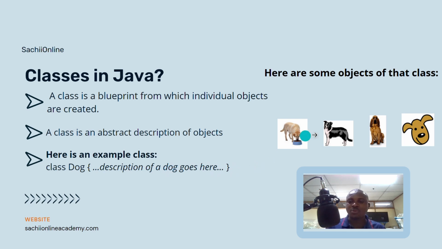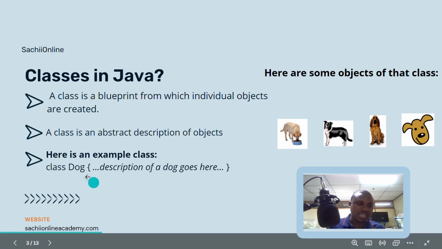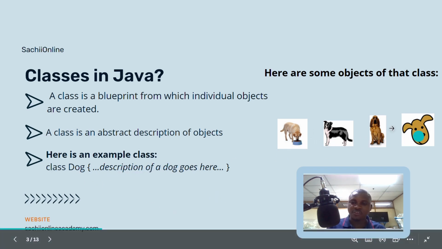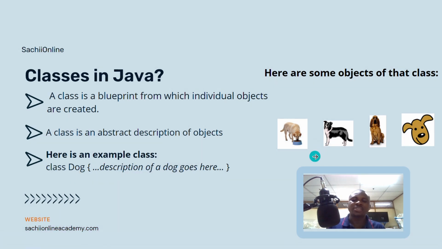So here are some of the objects of this class. We are saying we can have a class dog, and if you look at this, these are different types of dogs. The object itself is now an instance or a copy of a class. Just think of an object as a special type of a class. So we can have a bulldog, we can have a German shepherd as an object from the class called dog.